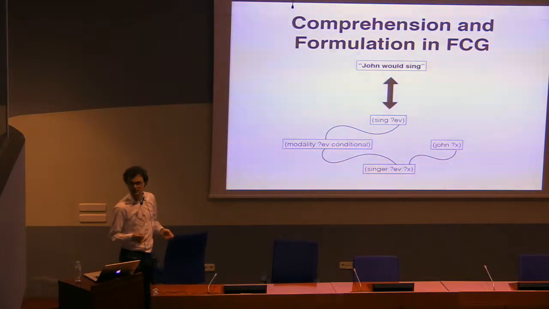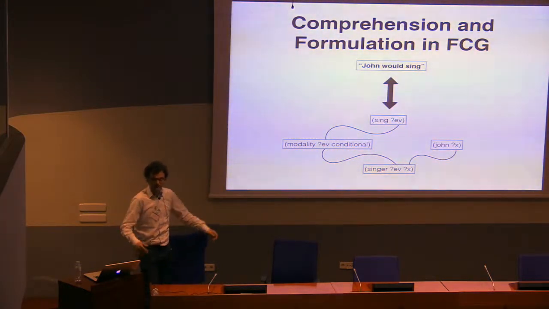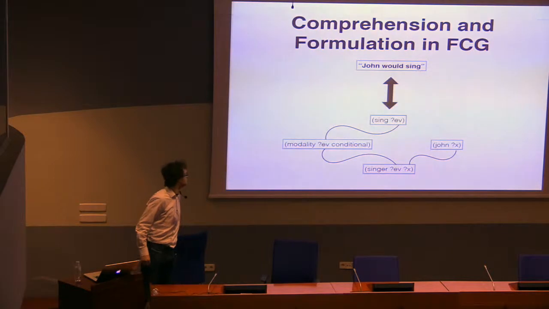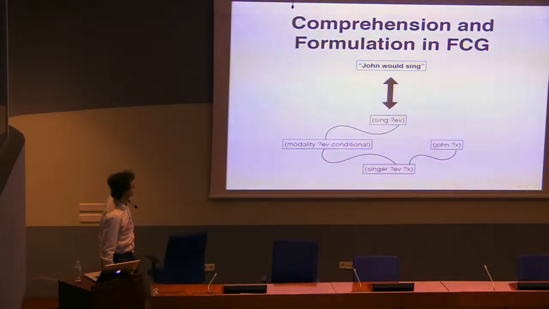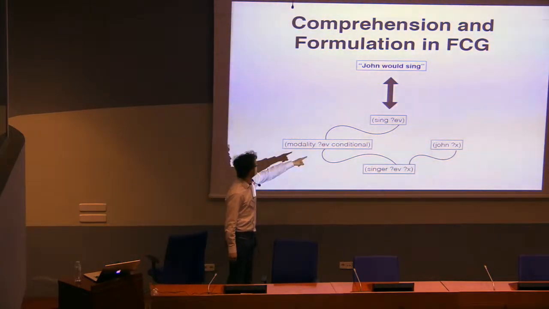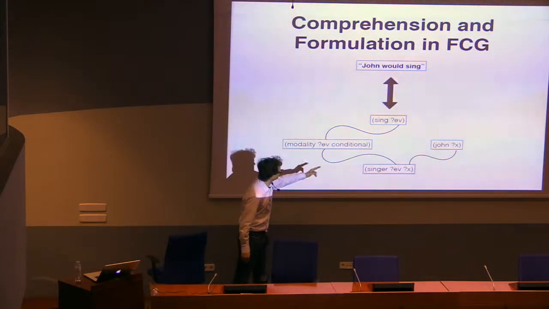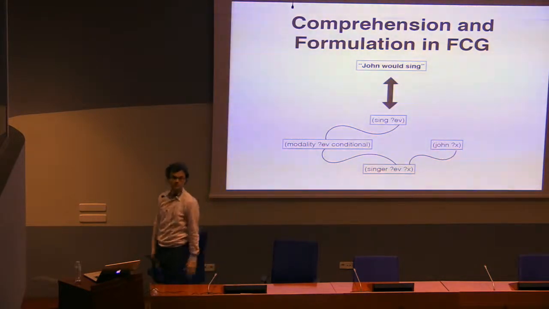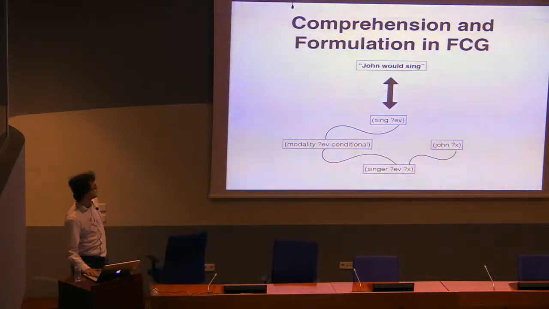What this meaning looks like, it doesn't make any claims about this. This is completely up to the grammar designer, actually. So here, just as an example, I have something that looks like a predicate calculus, actually. So it maps "John would sing" to: there is a singing event, there is a John, the singer of the event is John, and the modality of the event is conditional. This is just an example of this. And this mapping is through constructions.